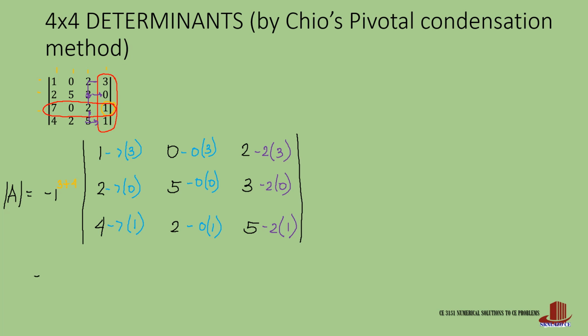So simplifying our matrix, we would have negative 1 of 1 minus 21 would be negative 20. 2 minus 0 would be 2. 4 minus 7 is negative 3. 0 minus 0 would give us 0. 5 minus 0 is still 5. 2 minus 0 would still be 2. For the third column, we have 2 minus 6 give us negative 4. 3 minus 0 would be 3. Then 5 minus 2 gives us 3.